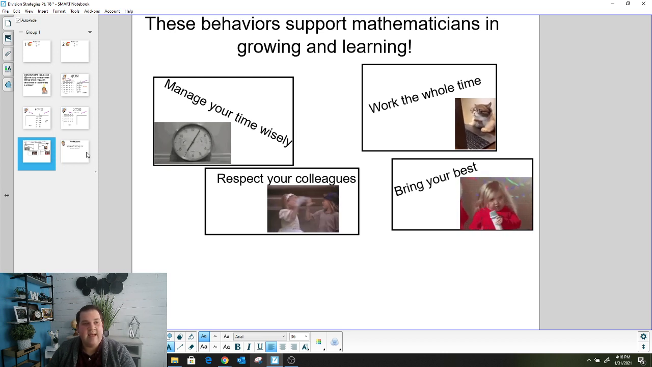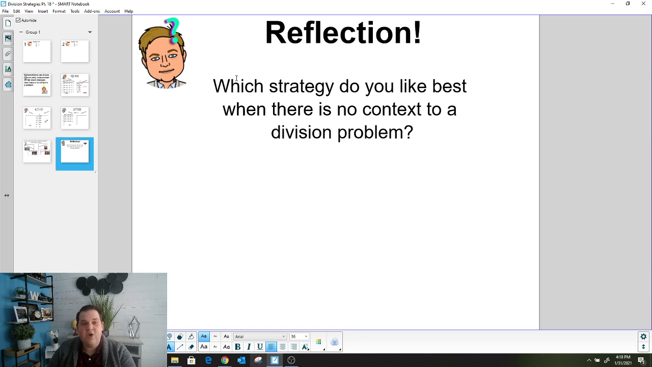As you move to reflection at the very end, we will talk about what you need to think about. And during rotations, you can think about this as well. It's which strategy do you like best when there's no context to a division problem? So hold on to that question as you work. And at the end, I'll give you some time to think about it during reflection.